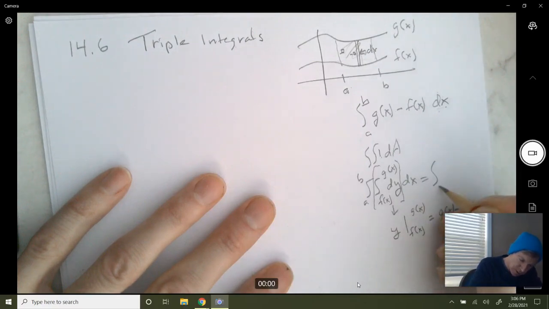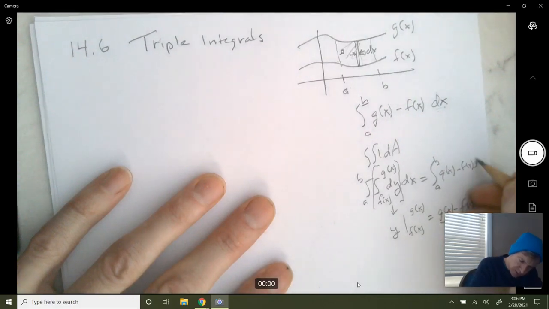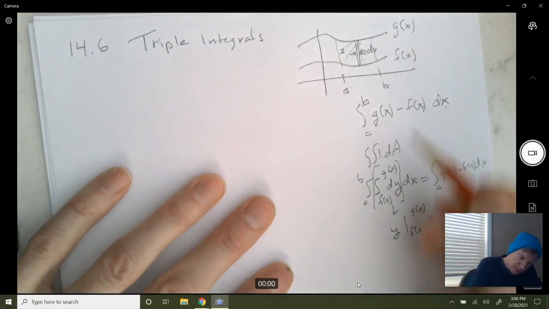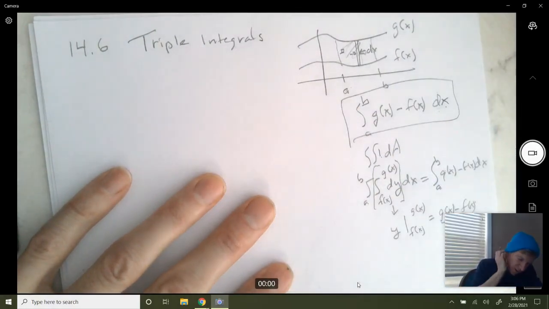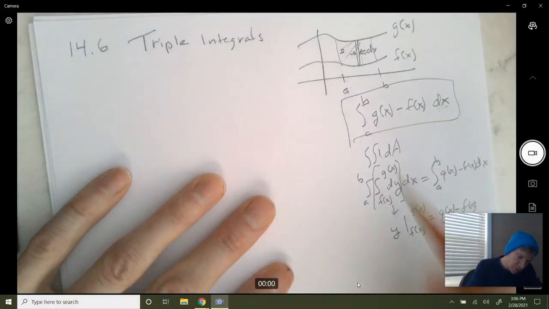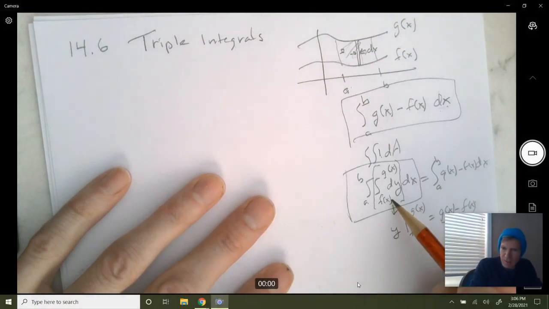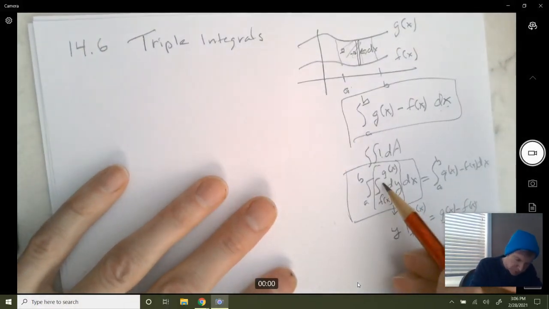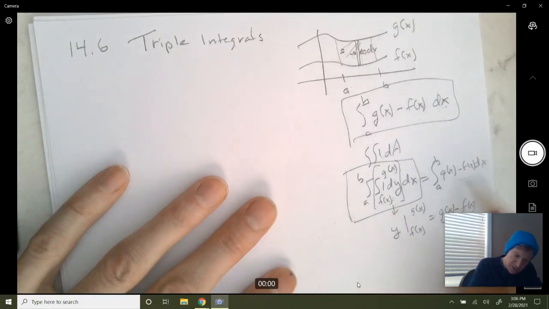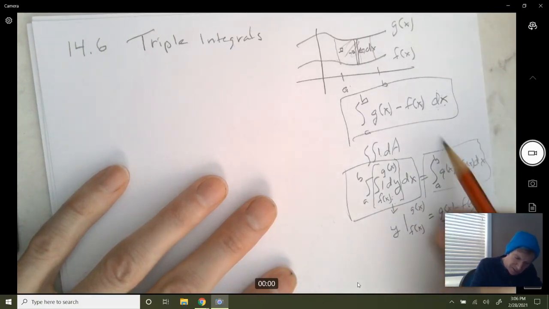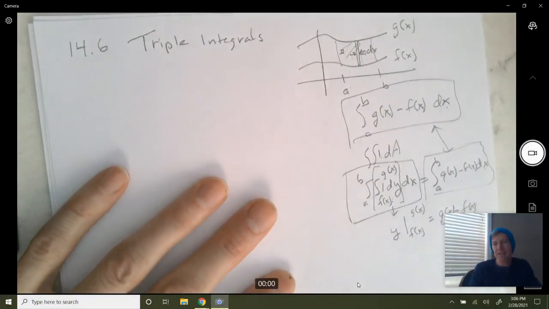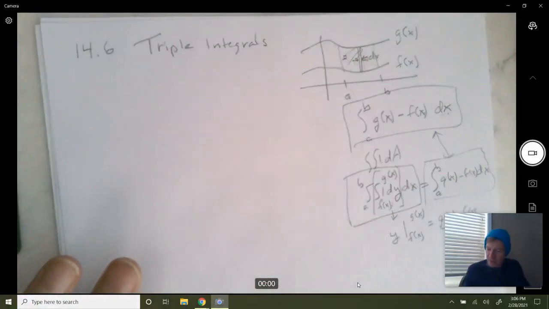So this is going to be equal to the integral from A to B of g of x minus f of x times your dx. So right here, you can use a single integral to find the area under a curve or between two curves, or you could use a double integral. In the case of the double integral, you don't have an integrand, or your integrand's just 1. After the first step, notice these are now identical. So in the same way, we can find a triple integral.